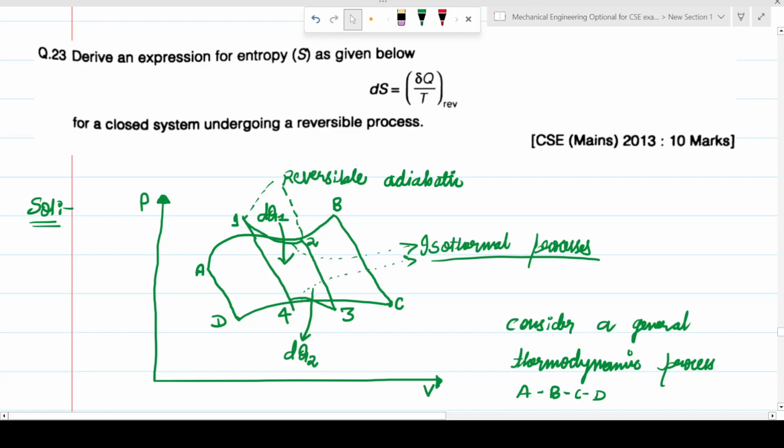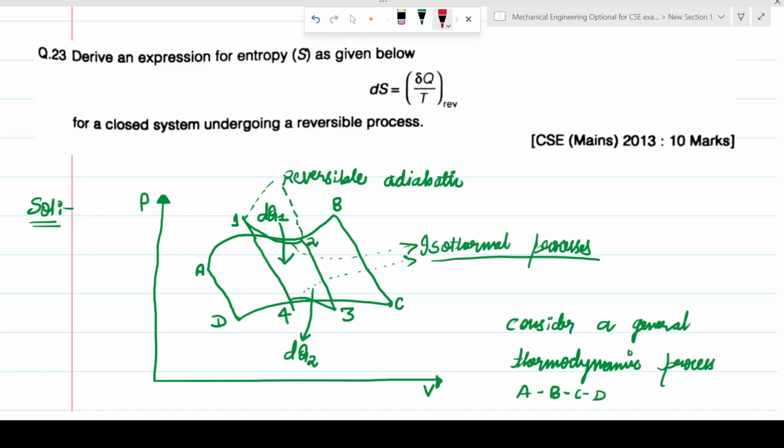हाँ तो गाइस देखते हैं ये क्वेश्चन नंबर 23 जो कि आया था सिविल सर्विसेज मेंस एग्जामिनेशन 2013 में 10 मार्क्स के लिए। तो ये एक थ्योरेटिकल क्वेश्चन है जो कि पूछा गया था। तो इस क्वेश्चन में यह है कि we have to derive this expression that is given here.